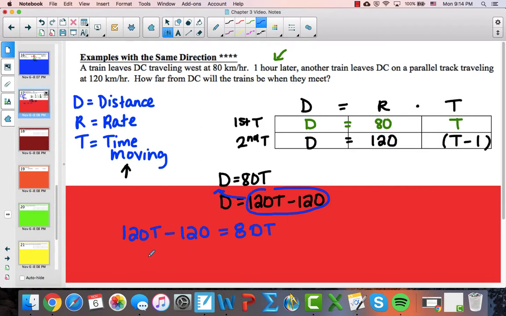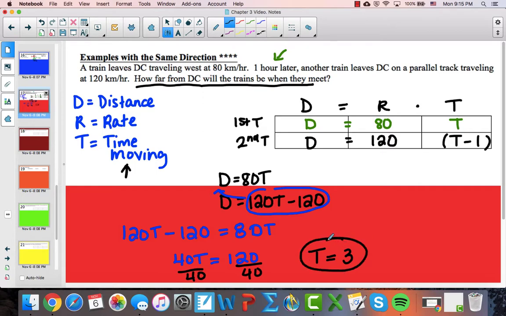I'm going to actually bring the 80T to the left and the 120 to the right, so I'm going to get 40T equals 120. I'm going to switch colors because that's not looking so good. Divide by 40, and so T equals 3. But remember, the question says, how far from DC will the trains be when they meet? Well, we know the time they're going to meet is 3 hours after the first one leaves, okay? Or 2 hours after the second one leaves.